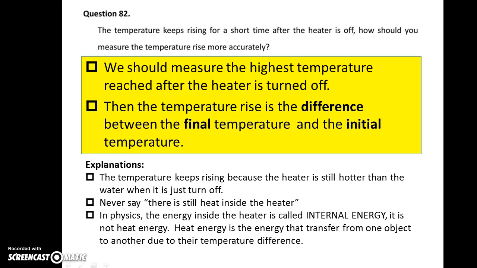Question 82. The temperature rises for a short time after the heater is turned off. How to measure the temperature rise more accurately? We should measure the highest temperature reached after the heater is turned off, and then find the difference between that final highest temperature and the initial temperature.